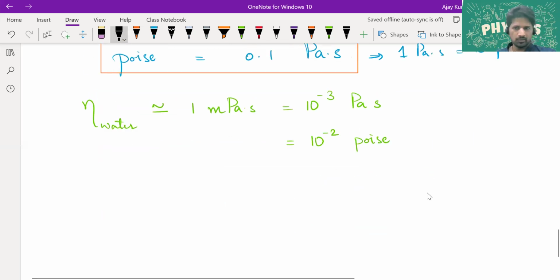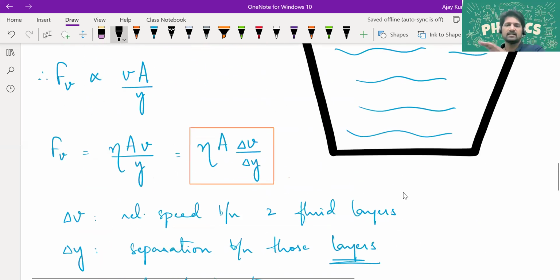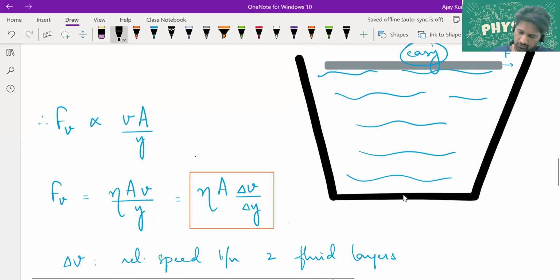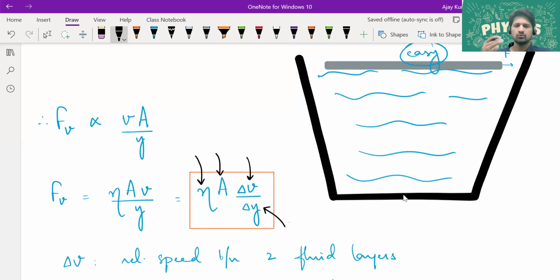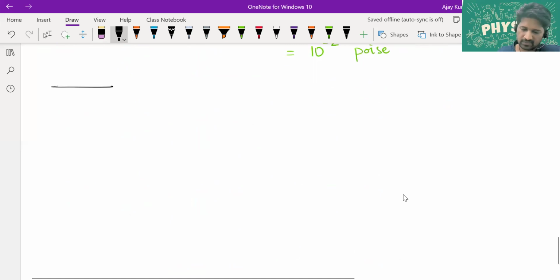Fine. Let's solve one problem based on this. We have a formula now for viscous force exerted on a flat surface, in terms of the coefficient of viscosity, the area of contact between the object and the fluid, the relative speed between two fluid layers, and the separation between those two fluid layers. If you know these things, then you can tell the viscous force. So consider this.